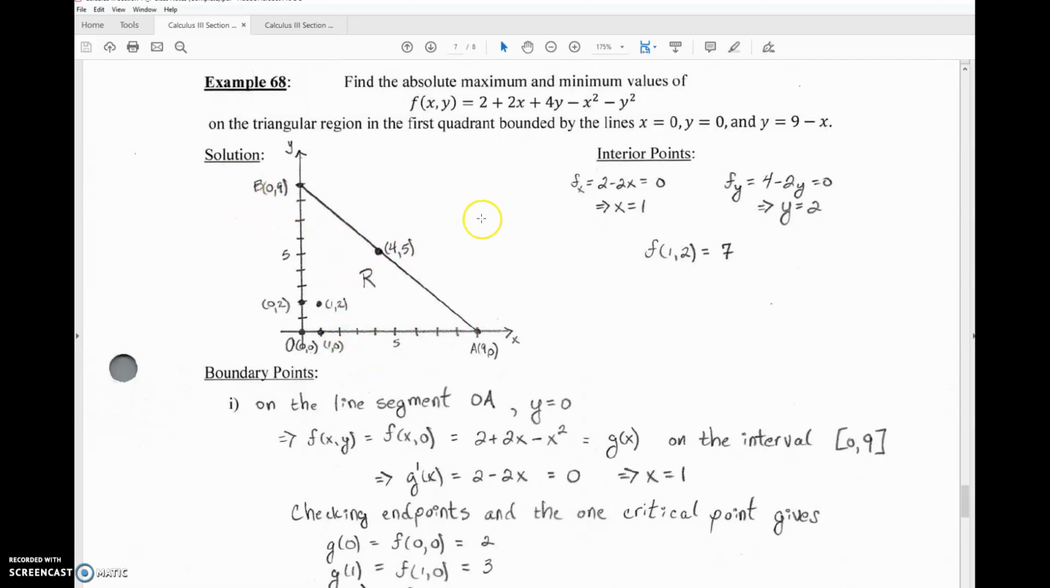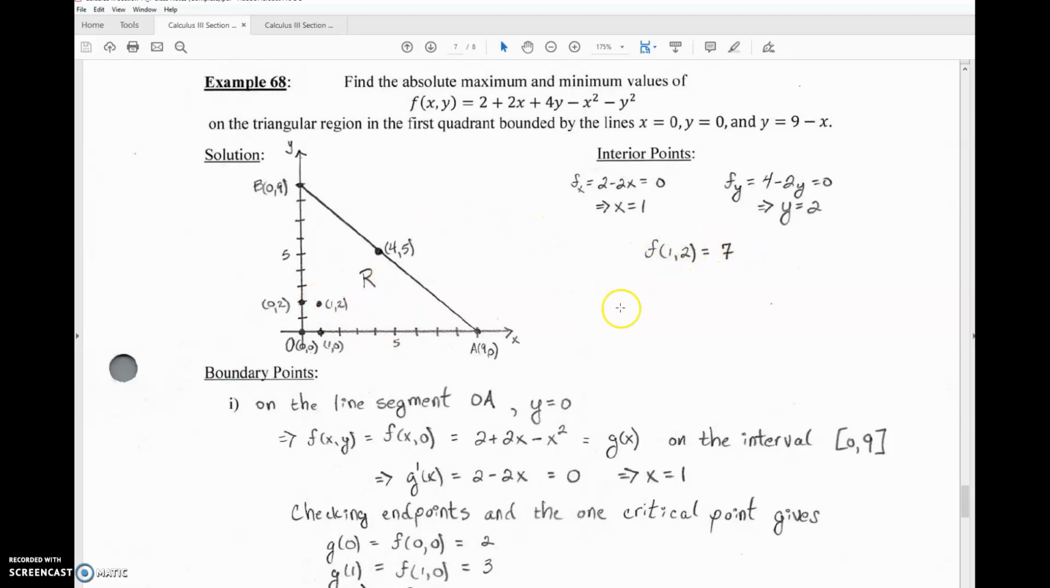Okay, so the first thing you want to do is see if there's any critical points in the interior of that domain. So we set the first partial with respect to x, and the first partial with respect to y equal to 0. So we get 2 from this guy minus 2x. We get 2 minus 2x equals 0, so x equals 1. And the partial with respect to y is going to be 4 minus 2y set equal to 0, so y equals 2. So we have f(1,2). So (1,2) is right here. So f(1,2) is 7.